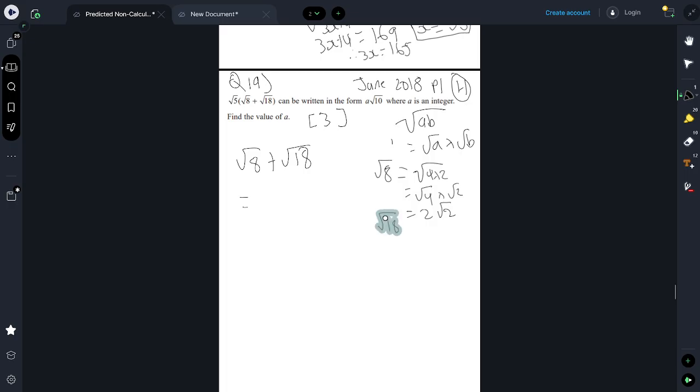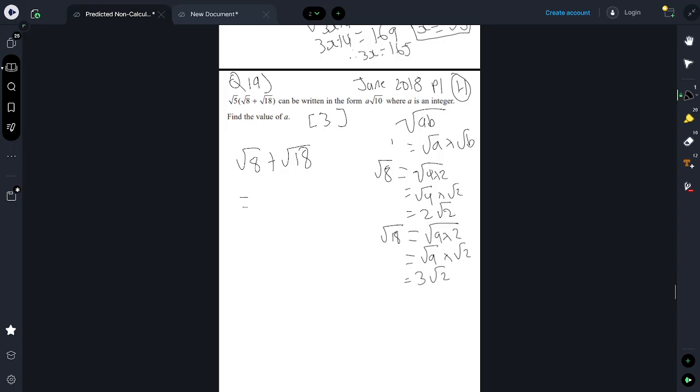Likewise, root 18 is going to be, well, we could say it's 9 times 2. Just think of a product, right? Split it up. And so actually it goes to root 9 times root 2, which is 3 root 2.